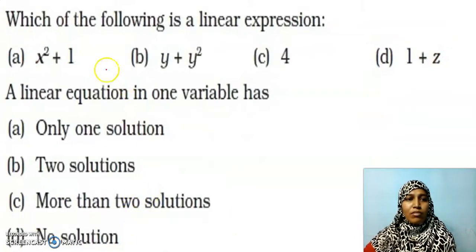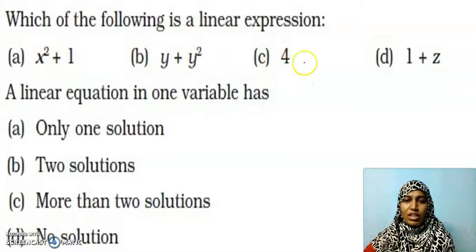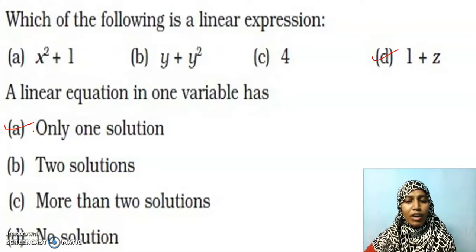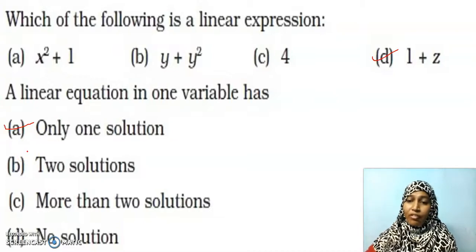Okay, the next question is which of the following is the linear expression? These are very simple for you. Here we have power 2 and this is a constant term and this is the linear expression. A linear equation in one variable has only one solution, or more than one solution, or no solution, or two solutions? We will have only one solution. Surely you will have only one exact solution for a linear equation in one variable. If there are two variables, this is not the answer. We will discuss it in higher class.